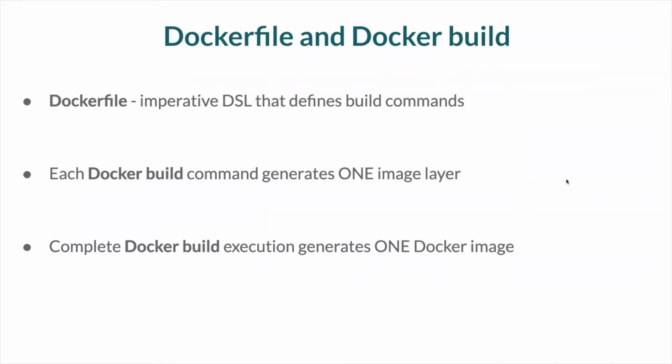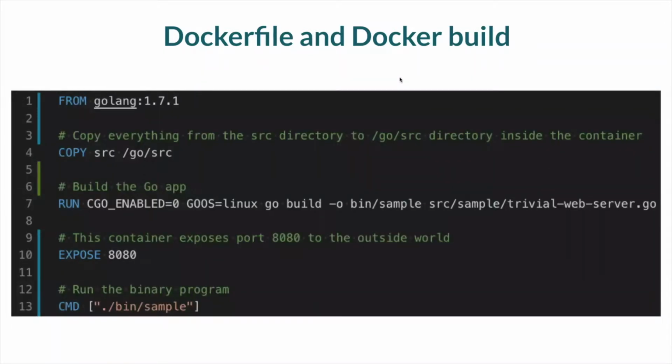So let's start with Dockerfile and a Docker build. First, the Dockerfile is an imperative DSL that defines build commands, right? So this is a text file that contains a list of all of your commands that are needed to build a Docker image. And then a Docker build command will generate one image layer, and a complete Docker build execution will generate one Docker image. So the core principle is simple. One Dockerfile will generate one Docker image. And this principle works just fine for basic use cases where you just need to maybe demonstrate Docker capabilities or put some static content into a Docker image. But it can become a problem later on, and we'll see that later on.